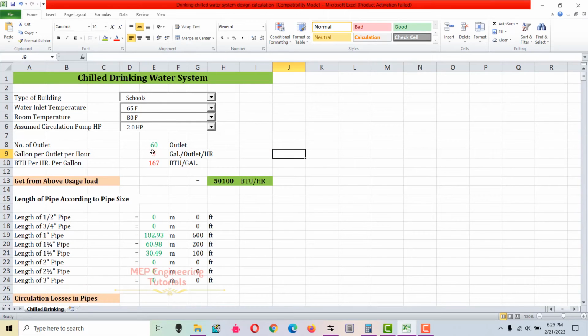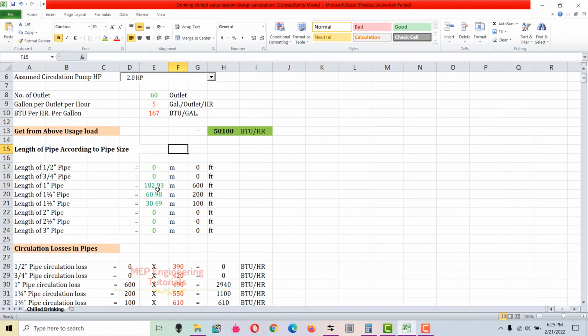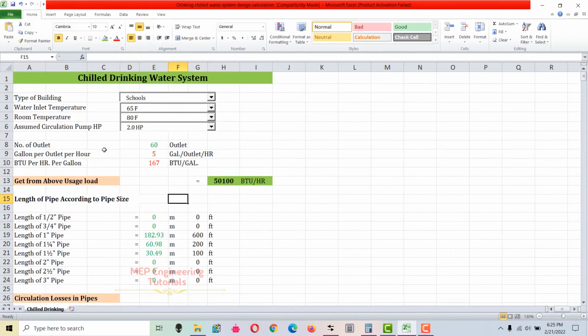I have used different colors just to differentiate. Basically green text is the input values from the user, and the red color values depend on the selection which you made from the top 4 rows. So as you can see here, green and the red color.